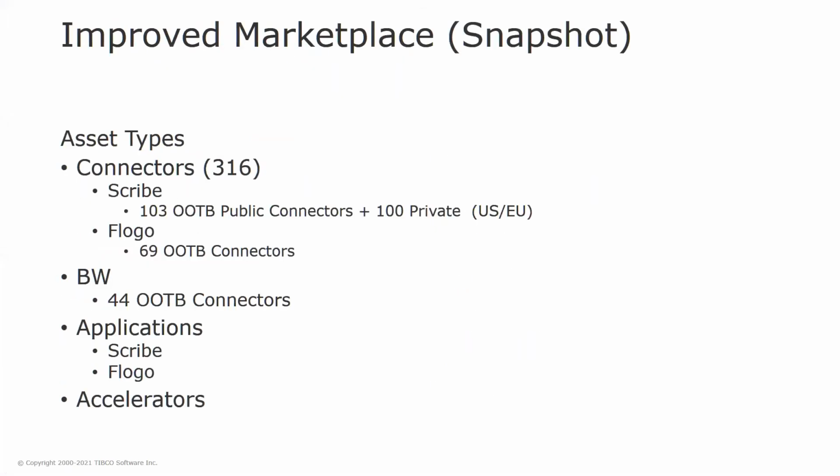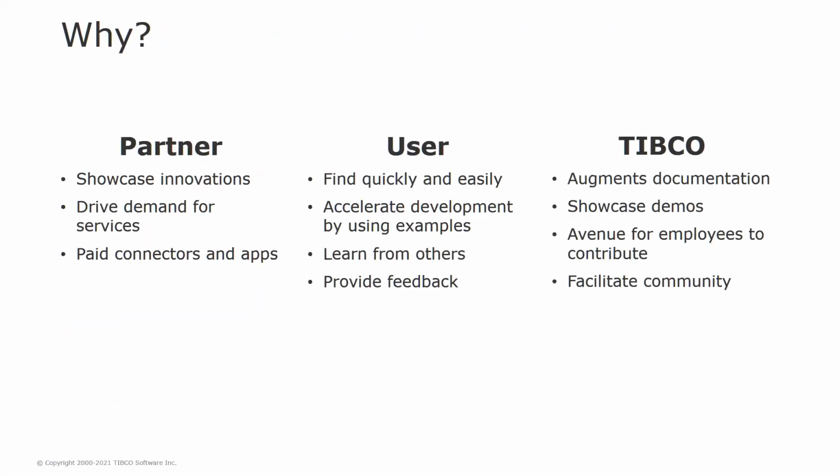Also, we have the improved marketplace. So the marketplace is a way to distribute connectors and applications for TCI Connect and TCI Develop. In other words, Scribe and Flogo. And why did we put this together? Well, really, it's for three general groups of people, right?